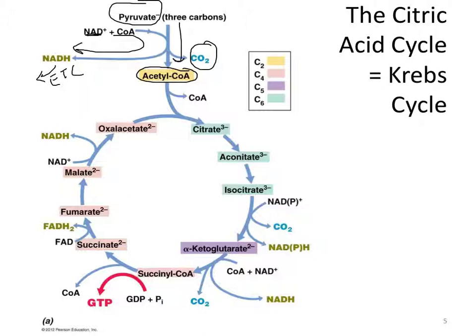Acetyl-CoA will combine with oxaloacetate, forming citric acid, or citrate. Citrate is converted to aconitate, which is converted to isocitrate. These are essentially rearrangement reactions that are happening in here, okay, not redox reactions. Isocitrate is then oxidized to form alpha-ketoglutarate. So there's a redox reaction.